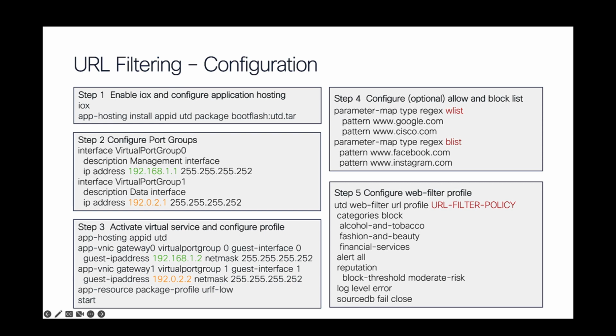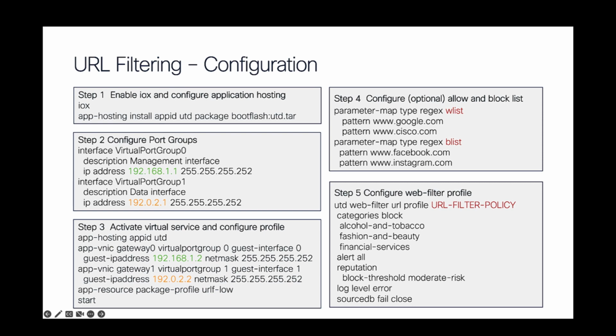This is optional, but you can use these to bypass our URL lookup. So we can have websites here that we want to block or whitelist depending on our need. This is an optional step, but it's always nice to have just in case there's sites that you don't want to waste processing cycles to look up when you already know they're good or bad. And after configuring our whitelist and blacklist, we can go ahead and configure the UTD configuration policy for our container.